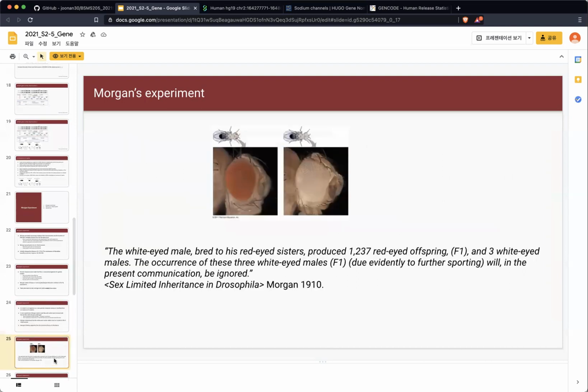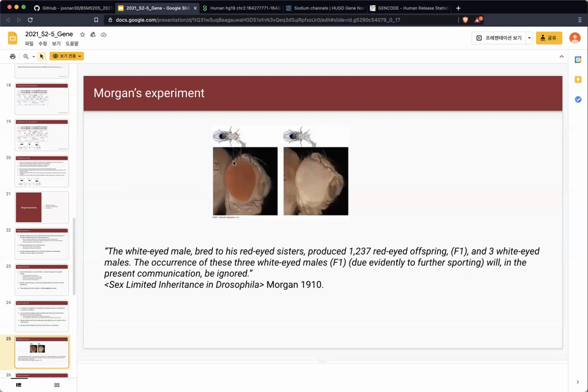So that was the background of his experiments. As I mentioned, he used red eye flies and white eye flies, and the white eye fly is the mutant, right? He didn't have this mutant at the initial stage. He accidentally got this white eye mutant from his experiment.